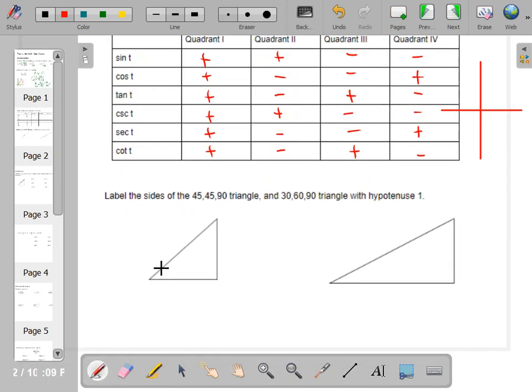45, 45, 90. So if this is a 45, 45, 90, that's 45. And if the hypotenuse is 1, then this is radical 2 over 2. Radical 2 over 2. 30, 60, 90. Across from 30 is 1 half. Across from 60 is radical 3 over 2. And hypotenuse is 1. These are right angles. So that's just kind of some basic triangle review stuff.